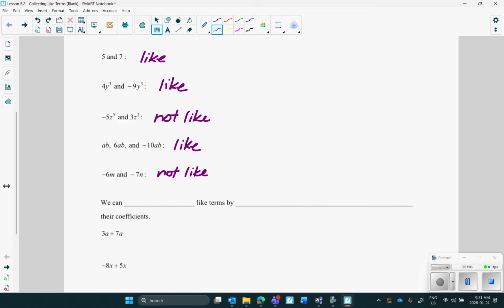So once we've established whether they're like or not, if they are like, we can combine them by adding them together or subtracting them. Okay? That is called simplify. So we can simplify like terms by adding or subtracting.